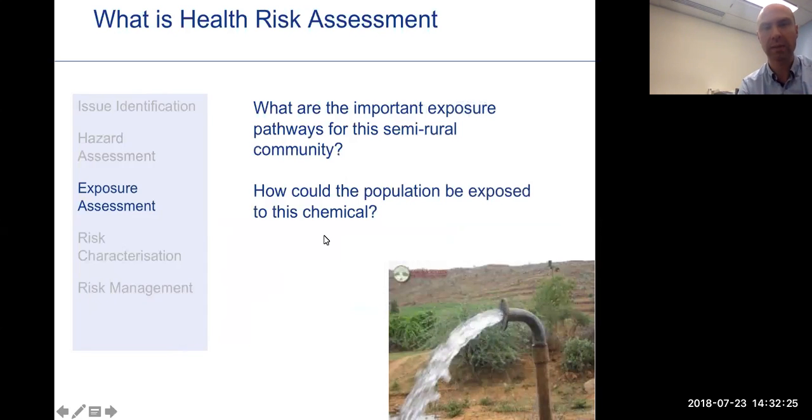Now, I mentioned before about the semi-rural community. So I just thought, we'll see how this goes. But if we were thinking now about a semi-rural community, so semi-rural meaning there'll be people, sort of hobby farmers and people who have different animals and things like that. What would be the important exposure pathways for a semi-rural community that you would think of? And that's leading to how this population could be exposed to this chemical. Because we need to get the exposure pathways right before we start trying to calculate exposure. So let's see how it goes. Do we have any potential answers to that?